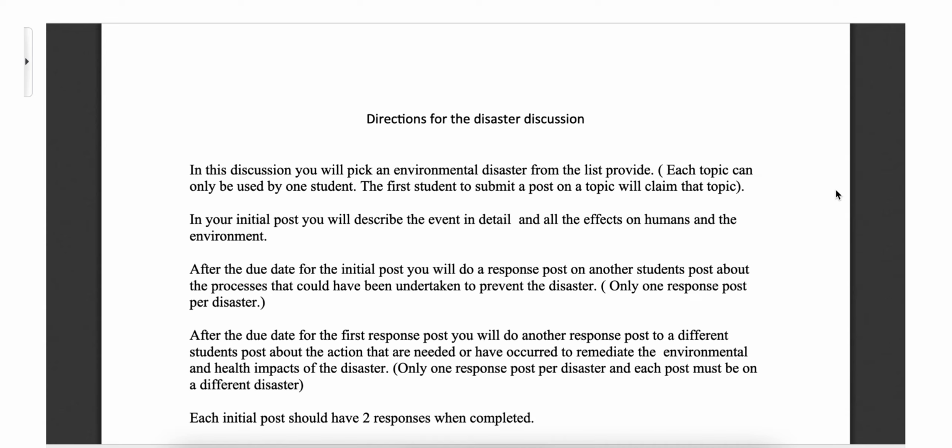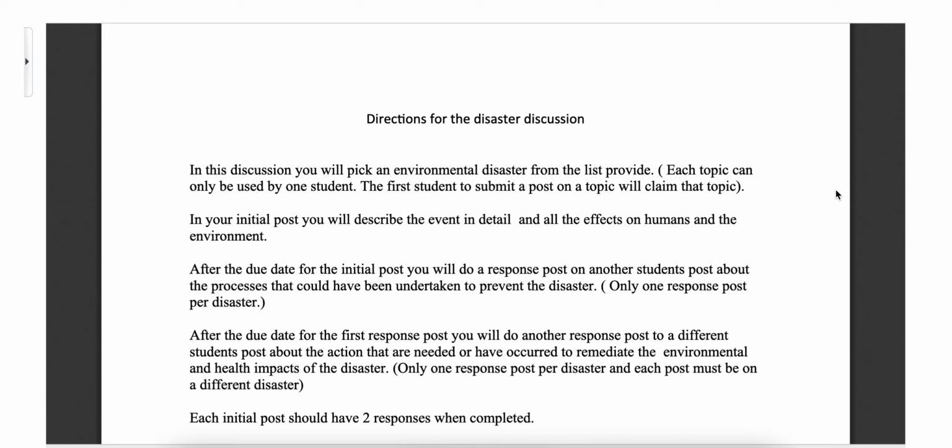After the due date for the initial post, you will then have your first response post due. So after everyone's posted, you're then going to have your first response. You're going to go to another student's post, look at what their environmental disaster was, and learn about it for yourself. Then in your response post, you're going to look at processes that could have been undertaken to prevent the disaster. So what are things that could have been done before this disaster occurred to prevent it?